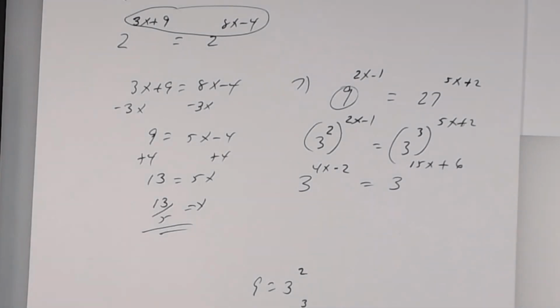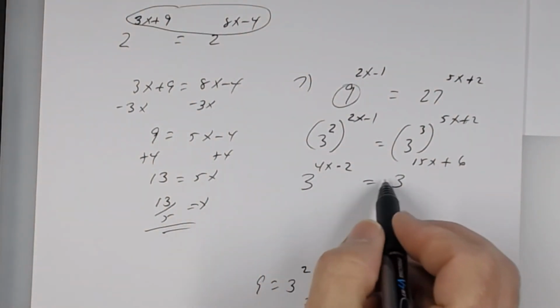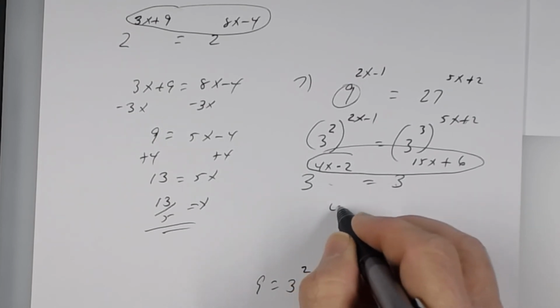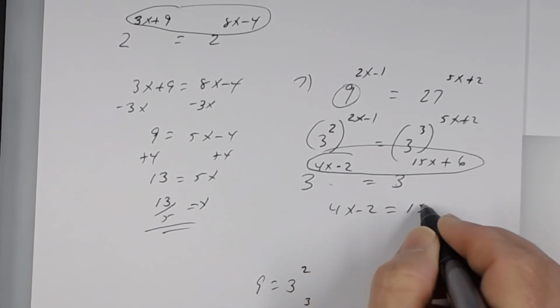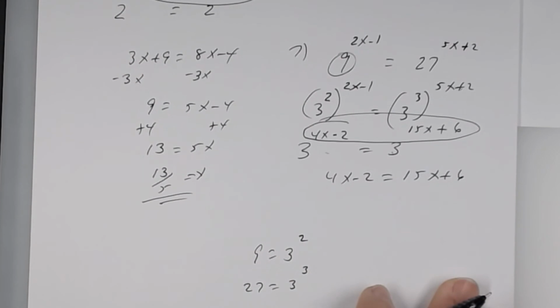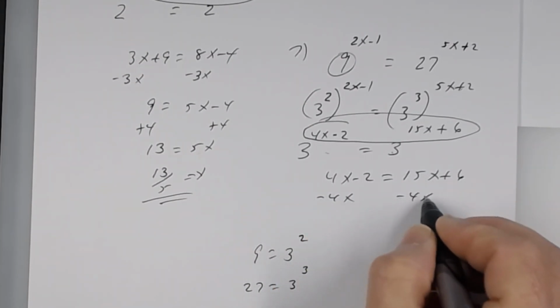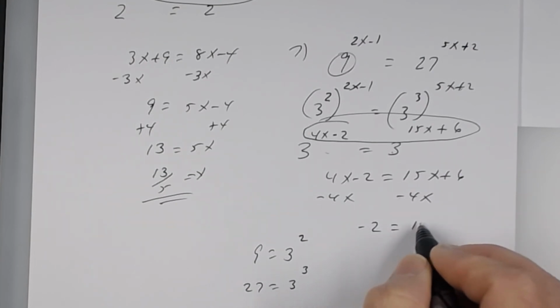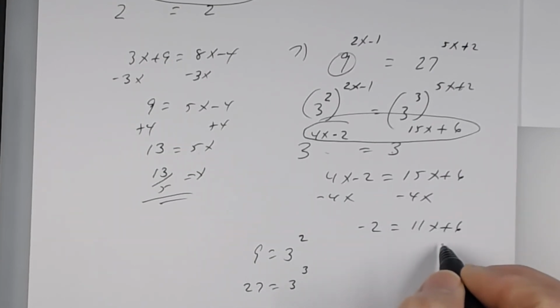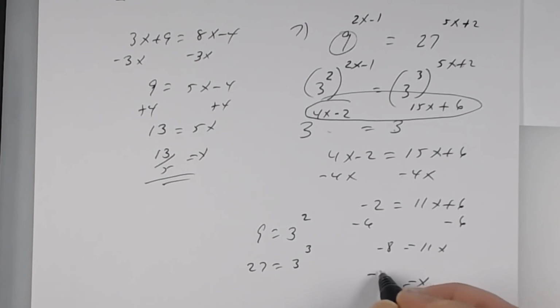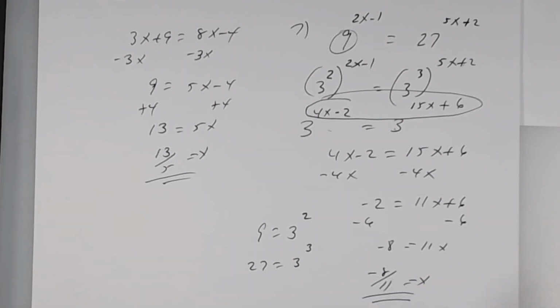One more thing you got to do that's major, and that's noticing that the base is the same, so then the exponents have to be what? Equal. So 4x minus 2 must equal 15x plus 6. That's linear now. Subtract 4x. I got negative 2 equals 11x plus 6. Subtract 6. I got 11x equals negative 8. So what's your solution? Negative 8 over 11.